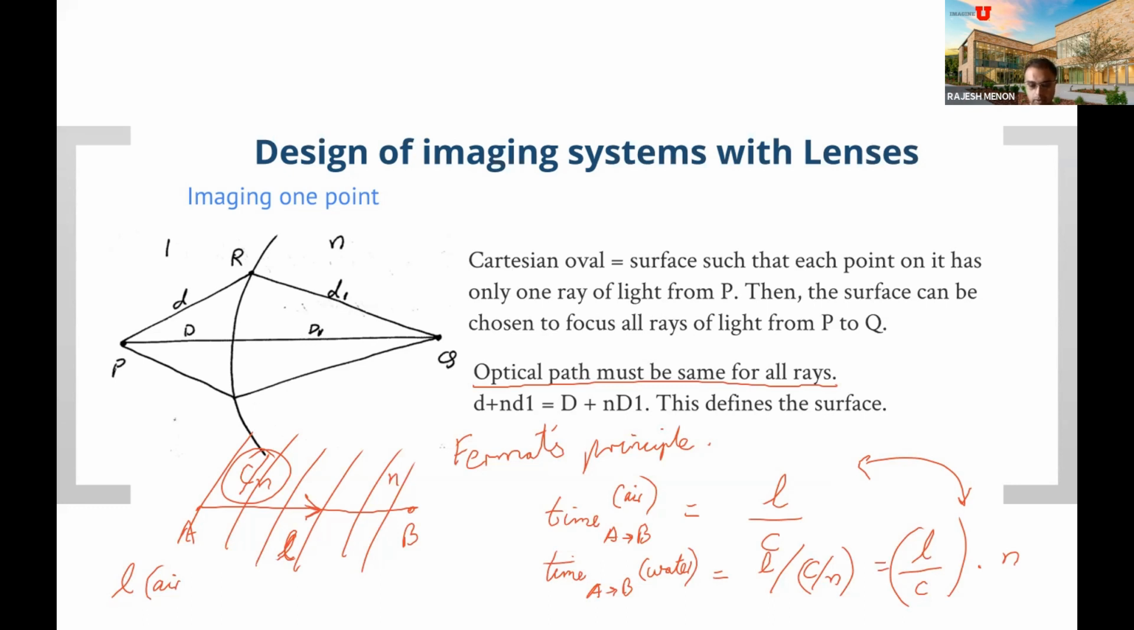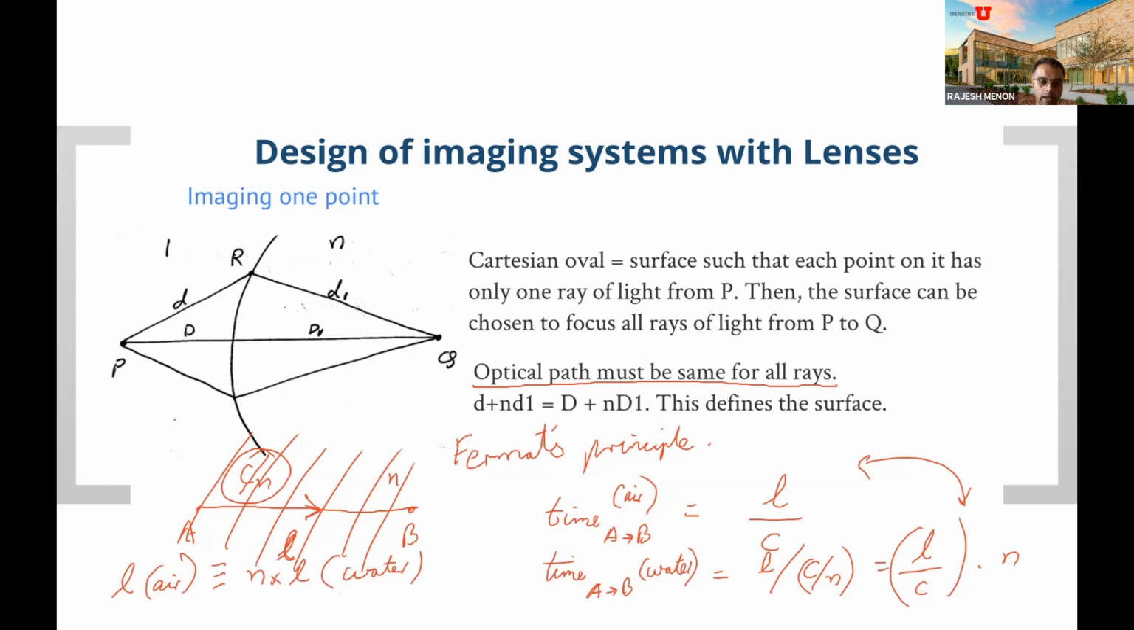Let me draw what I mean by this. This is an important concept to keep in mind. So a distance L in air is equivalent, not physically equal, but equivalent, to n times L in water, where n is the refractive index of the water. When I say equivalent, that means light will take the same amount of time to travel a distance of L in air as it would to travel a distance of n times L in water.